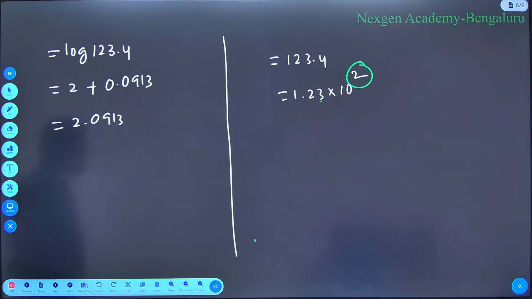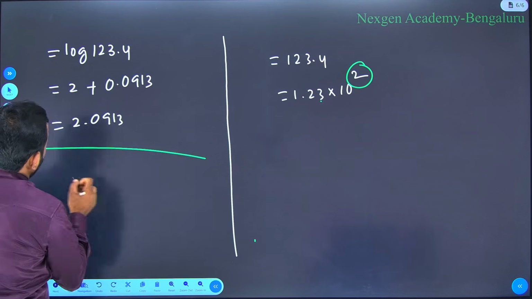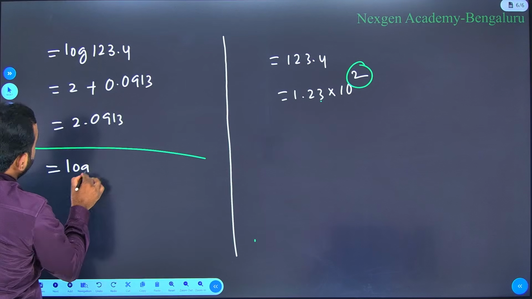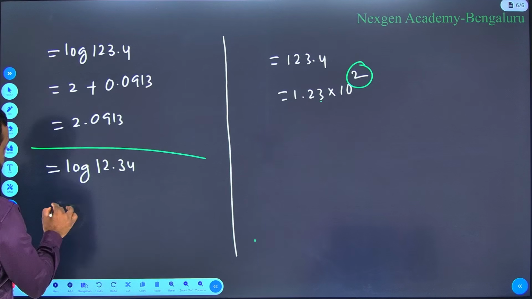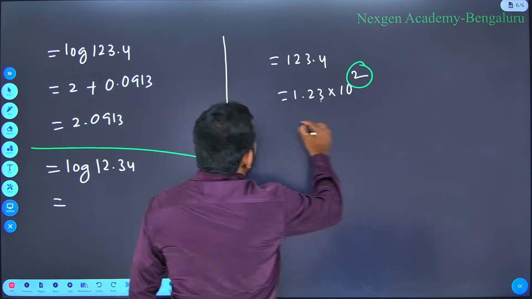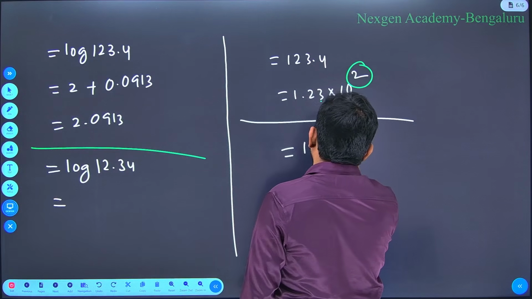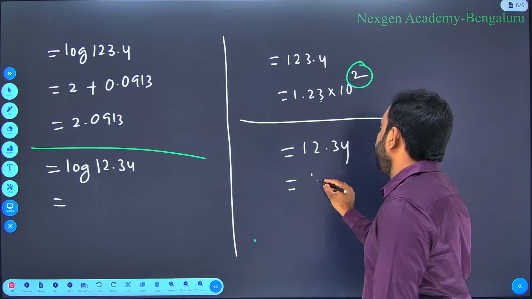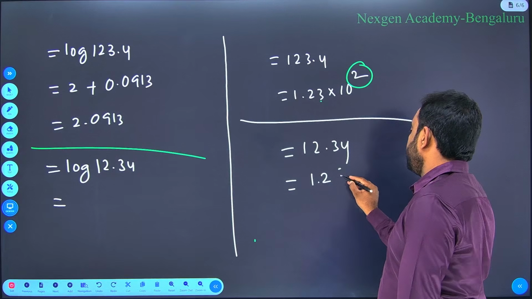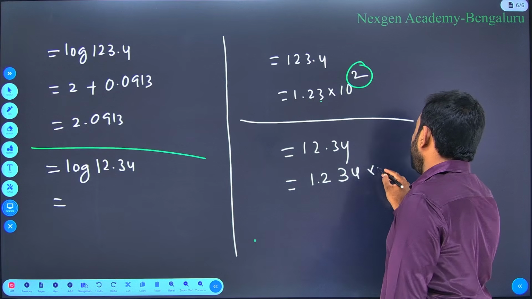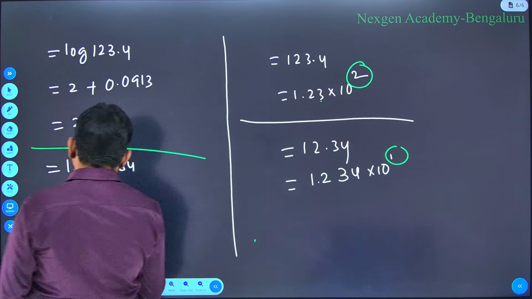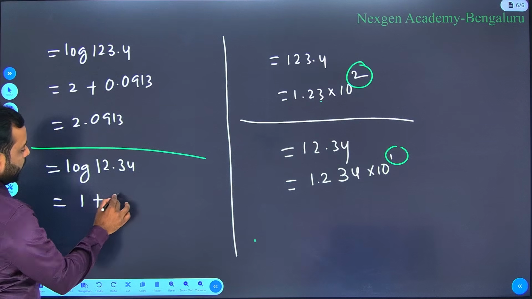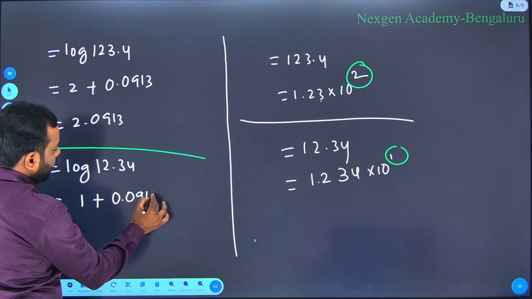2.0913. Is that clear? Let us say a question is given like this: log 12.34. How to solve it? Tell me. 12.34 can be written as 1.234 into 10 to the power of 1. Characteristic is 1. Mantissa, like earlier, is only 0.0913.